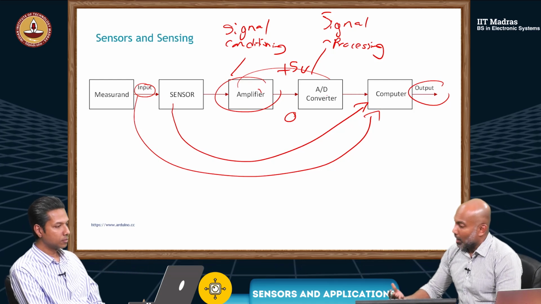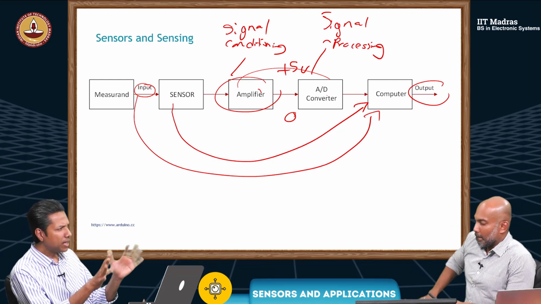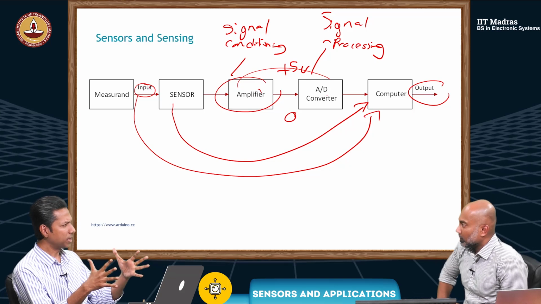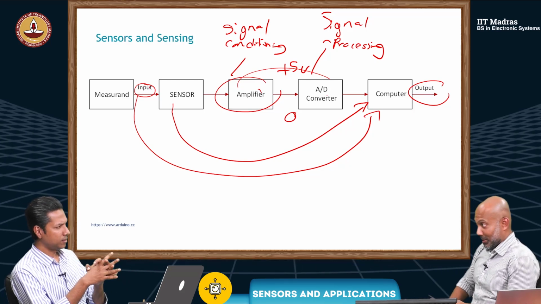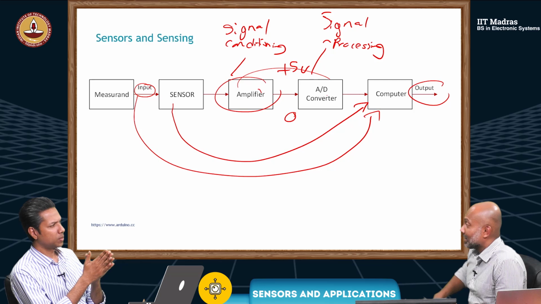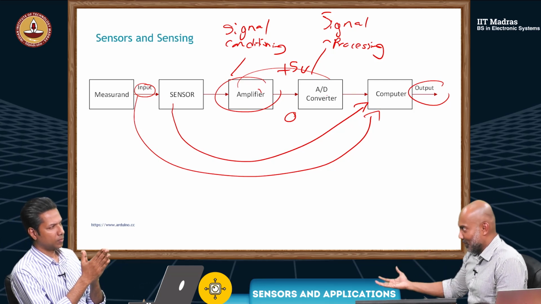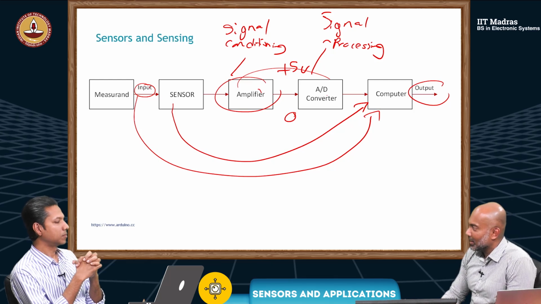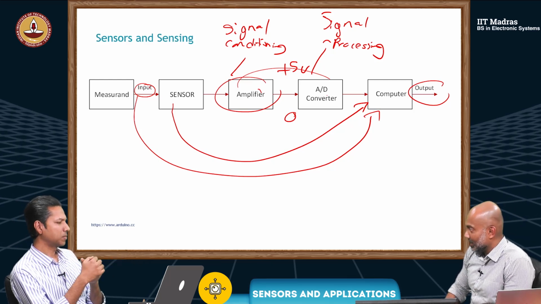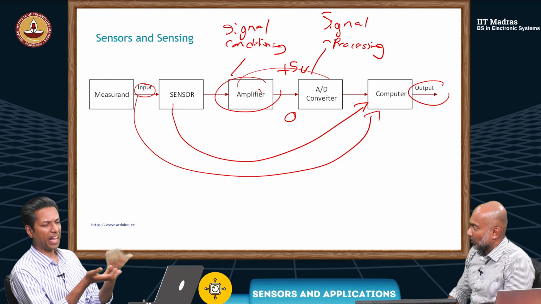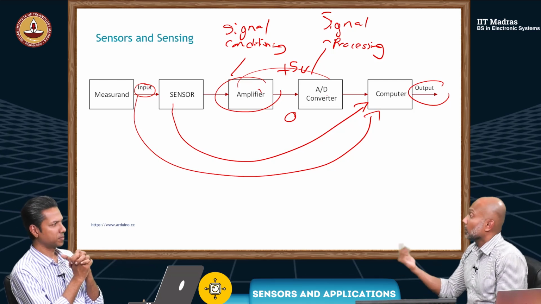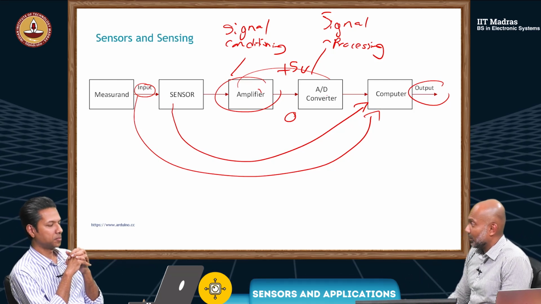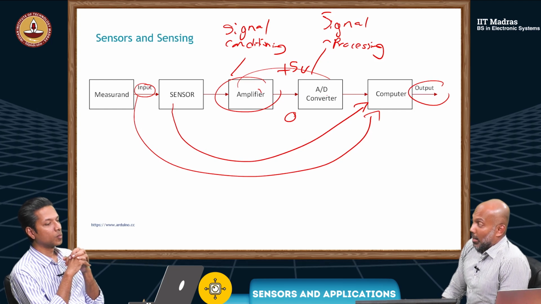Nowadays, in a typical sensor unit, all this could be there. Measurement systems based on sensors, these are some of the standard things that you commonly find. Sometimes it could be an amplifier, sometimes it could be a filter.